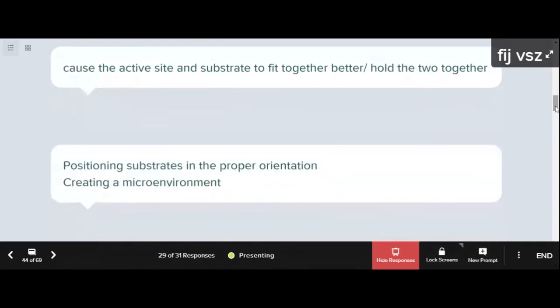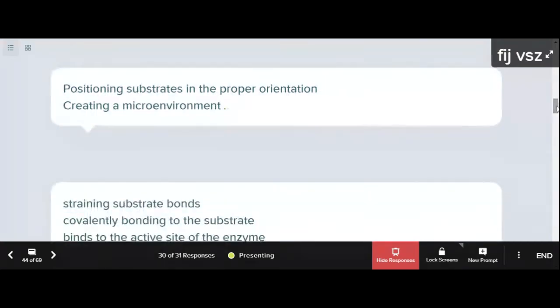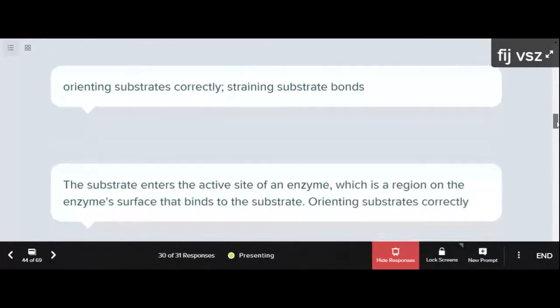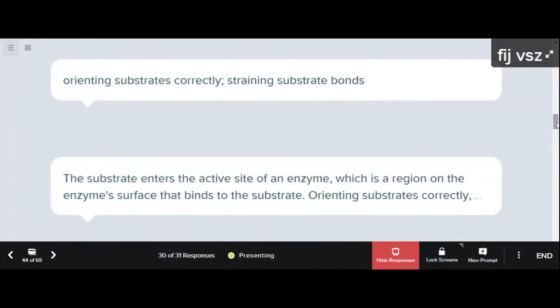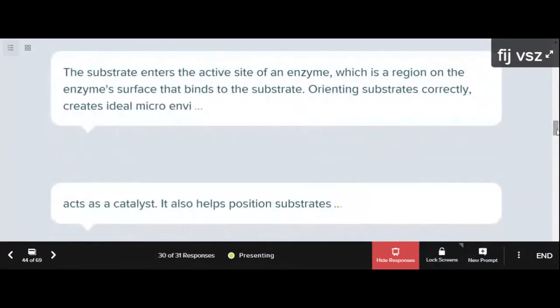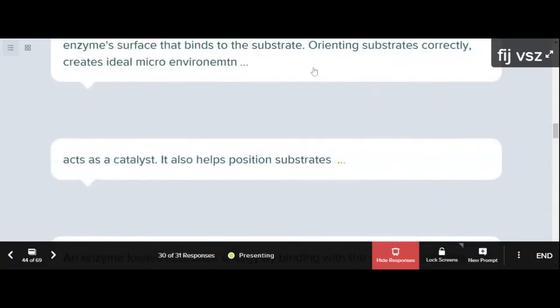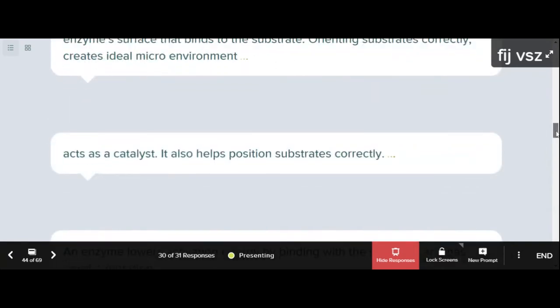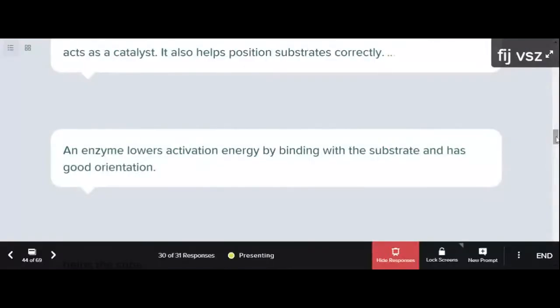You guys must be writing stuff down. That's good. Like that, it causes substrates to fit together better, right? Positioning substrates in the proper orientation. That's lovely. Create an ideal microenvironment. Right. Orienting substrates correctly. Very nice. Yes. That's very nicely written too there. That's beautiful. But you guys are thinking very well.